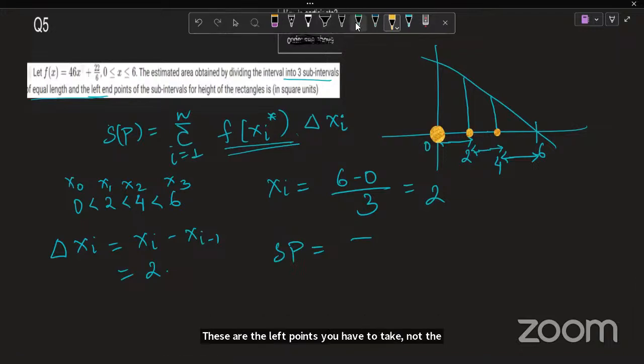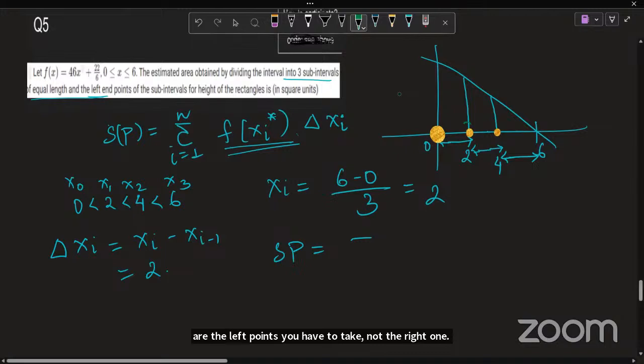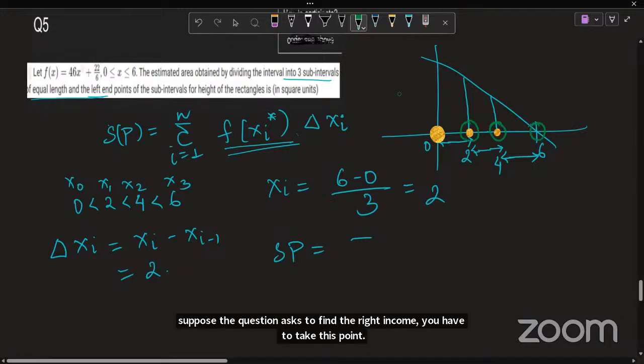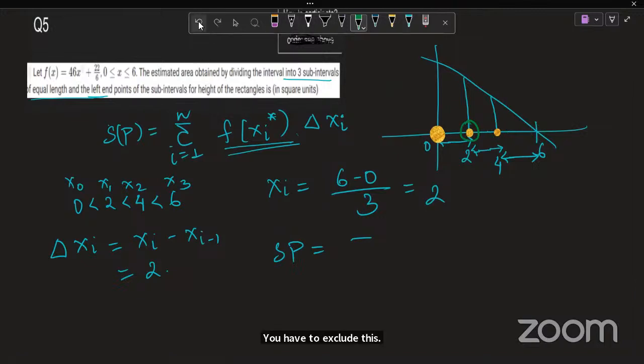If the question asks to find the right Riemann sum, you have to take this point and this point. You have to exclude this first point. Okay, got it? Any doubt in this? No, sir. Okay, let's find it.